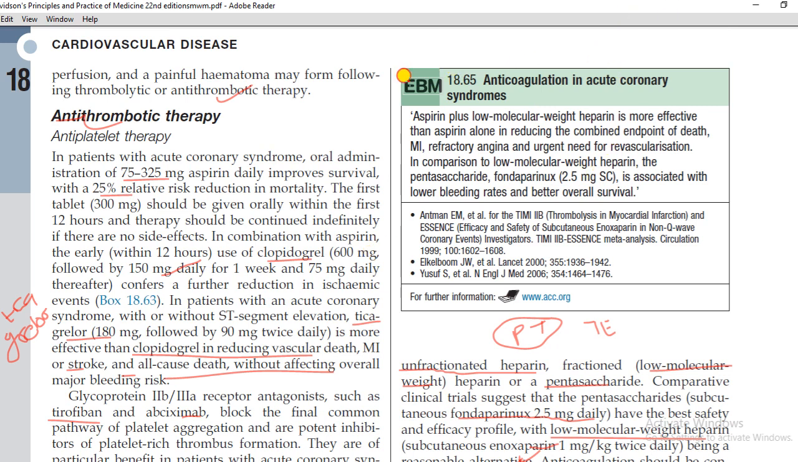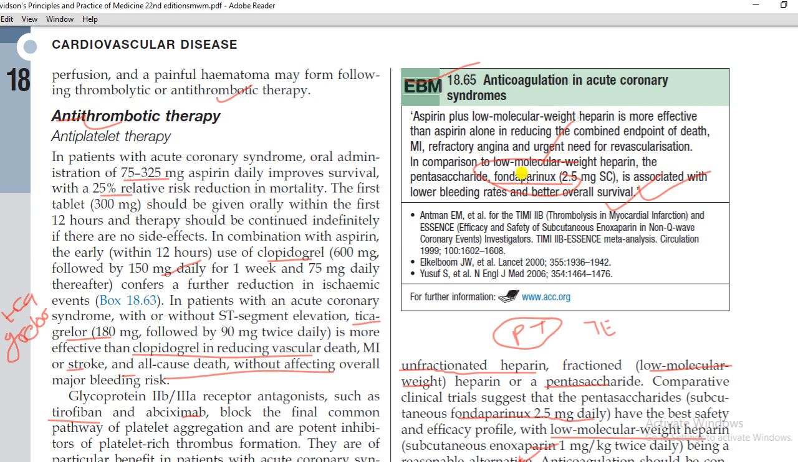Anticoagulation in acute coronary syndrome. Aspirin plus low molecular weight heparin is more effective than aspirin alone in reducing the combined endpoint of death, myocardial infarction, refractory angina, and urgent need for revascularization. In comparison to low molecular weight heparin, the pentasaccharide fondaparinux is associated with lower bleeding rates and even better overall survival.